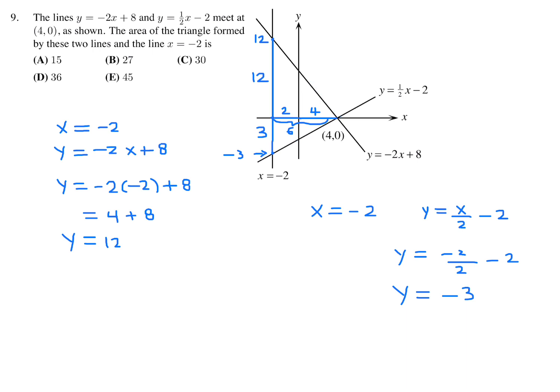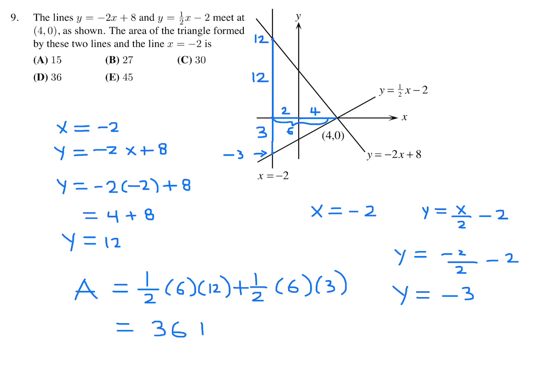We can figure out the total area. So our total area is going to be the first triangle, which is 1/2 base times height. The base is 6, the height is 12. Plus the area of the second triangle, the base is 6, and the height is 3. So this looks like 3 times 12, which is 36, plus 3 times 3, which is 9, and that is 45. So number 9, the answer is E.